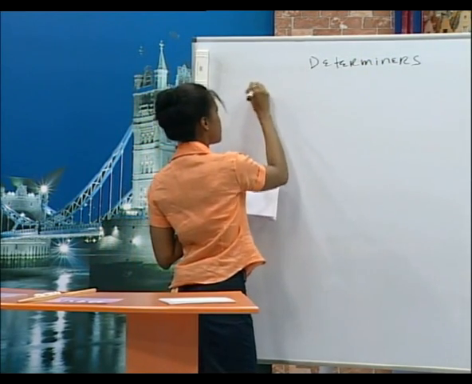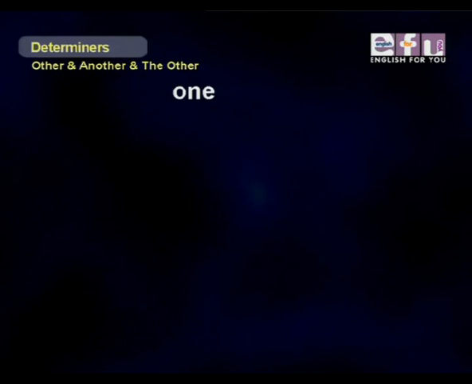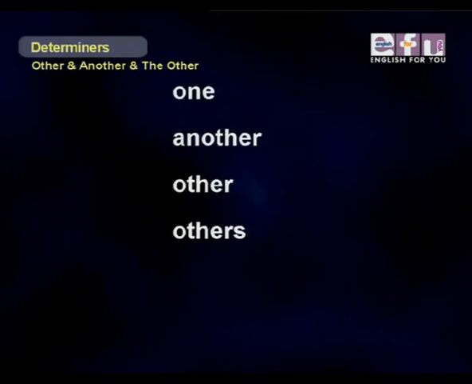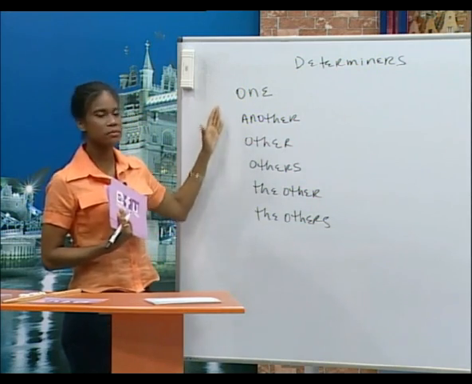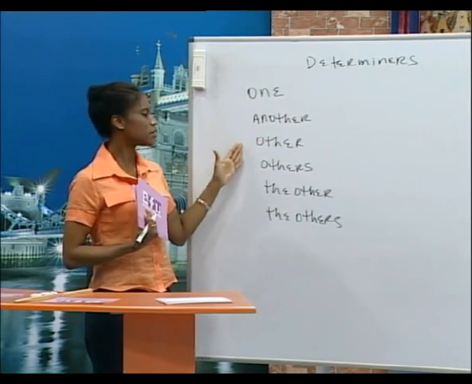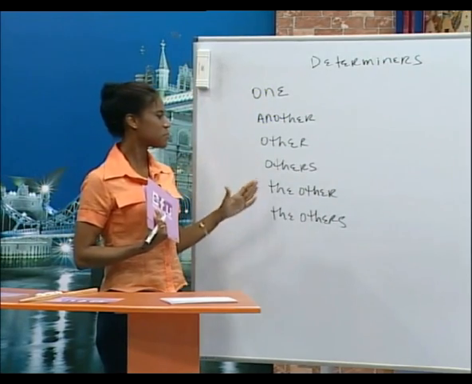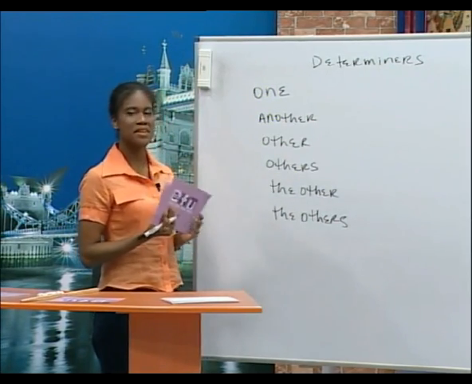Some determiners are one, another, other, others, the other, and the others. One, another, other, others, the other, the others.